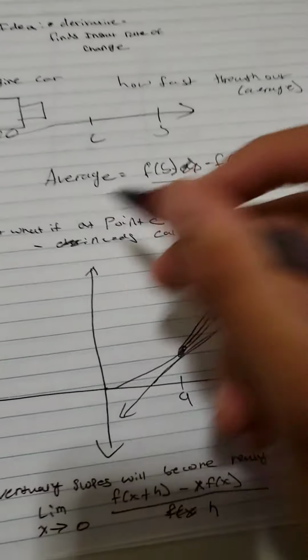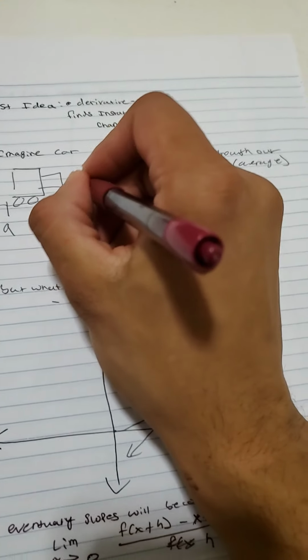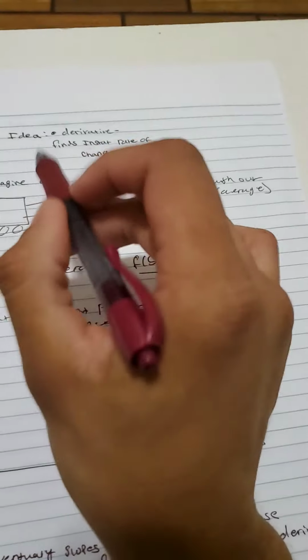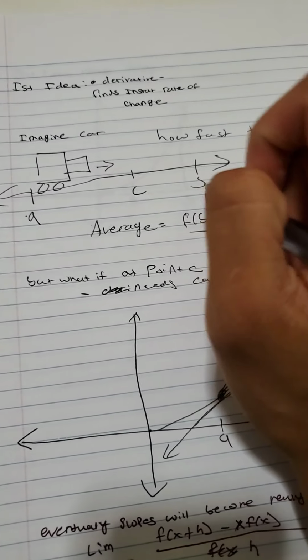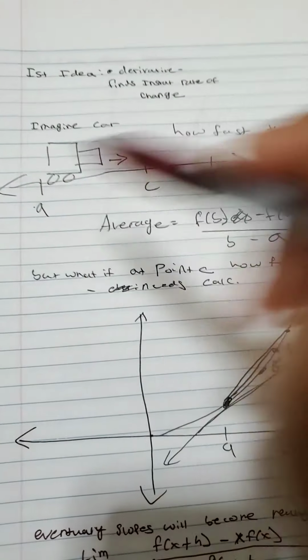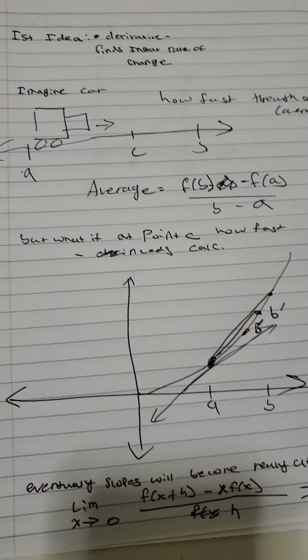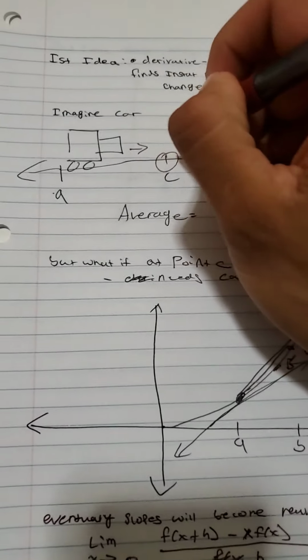So imagine a car traveling a distance, starting at A and ending at B. How fast it moves throughout A to B is its average rate of change. But if we wanted to find this at C, that requires calculus.